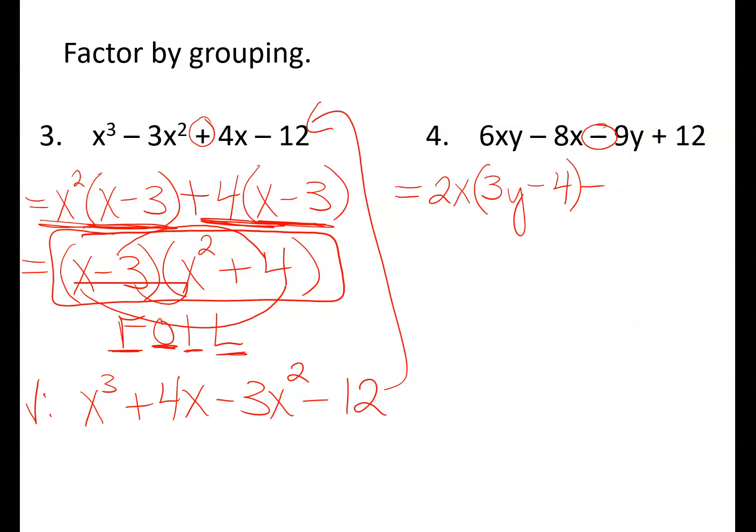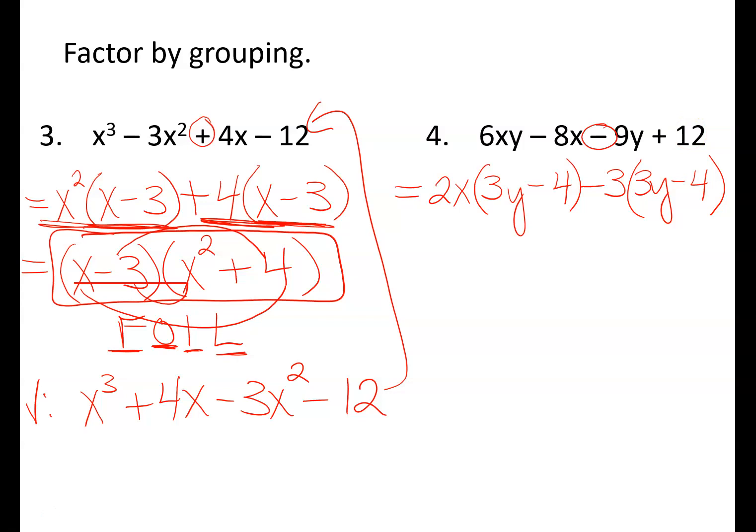Then we look at 9 and 12, and both of those are divisible by 3, so write down your negative 3. Open. Divide each term by negative 3. So a negative 9y divided by negative 3 is a 3y. And a 12 divided by negative 3 is a negative 4. That's why the sign is so important right there. If you're unsure of your signs, distribute that negative 3 real quick and make sure that you get back the terms that were in the original.